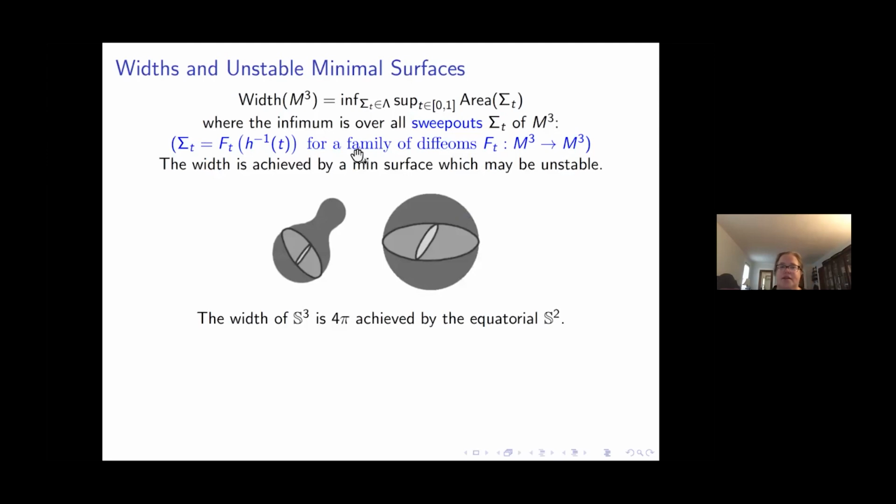Here are the widths and unstable minimal surfaces that were used by Marques and Neves. The width is defined with sweepouts, area. Sweepouts are defined with functions, ft. Maybe you want to look at slices of those functions and understand sweepouts.